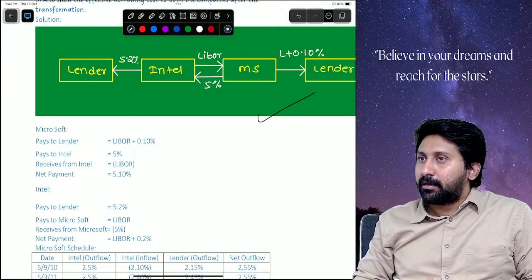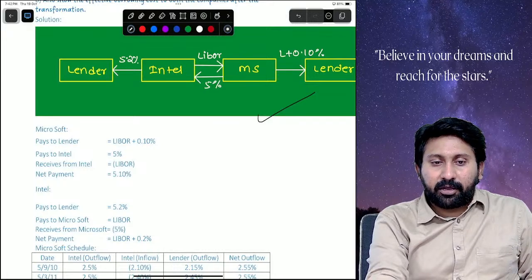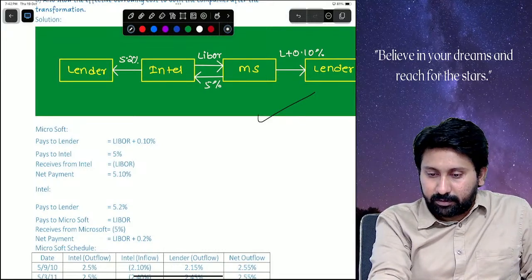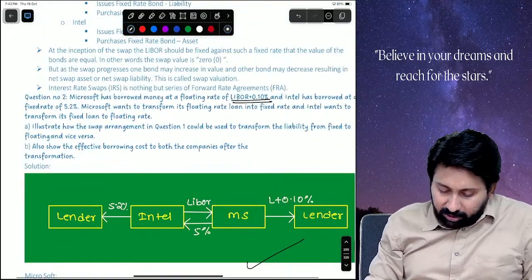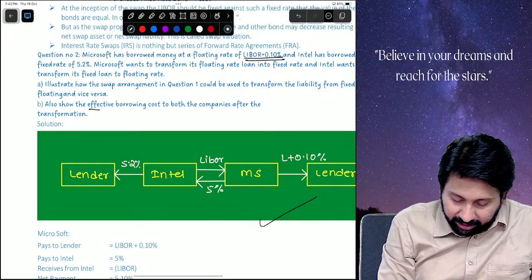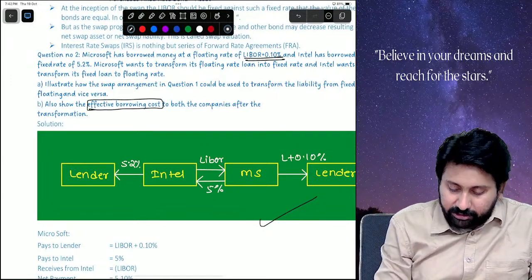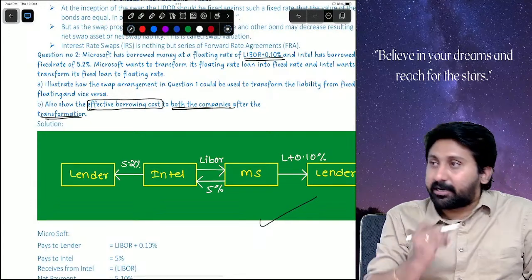Okay, shall we continue further? Up to here, everyone had clarity, yeah? Yes, let's see the next part. See here, not only that, he is asking, also show the effective borrowing cost to whom? Both the companies after the transformation.